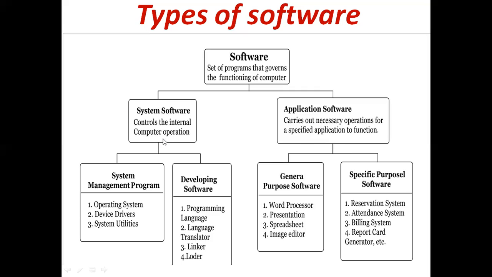Here we are having system software. System software is nothing but it controls the internal computer operations. So all the hardware is typically controlled by the system software only. If the hardware performs something, it will perform the task only with the help of system software, right? For example, operating system. Operating system is the best example for system software.